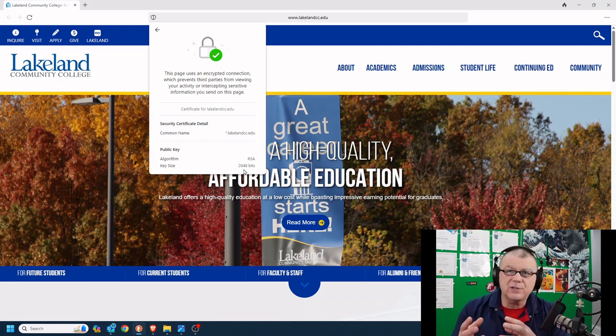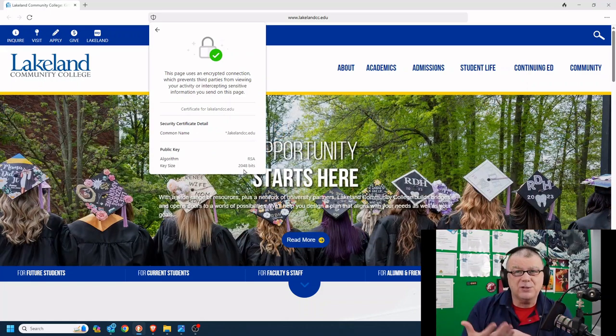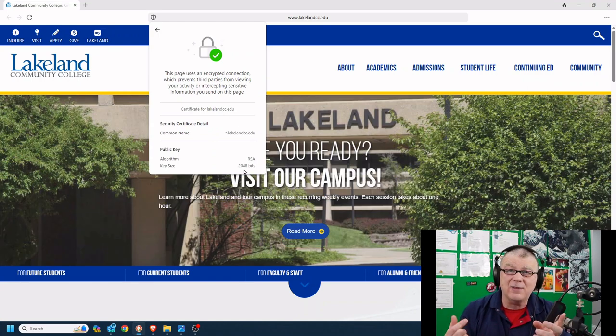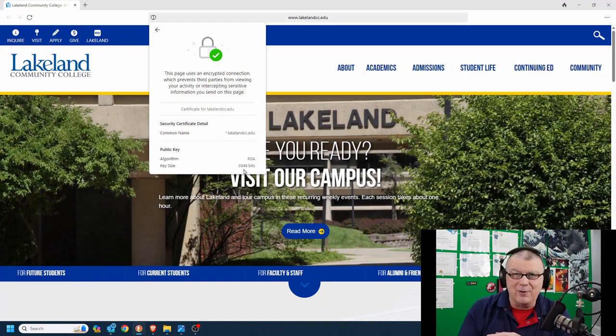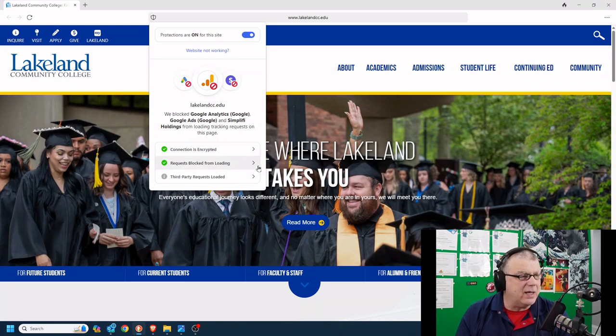Now, how it uses encryption, real quickly, is there's a third party in this communication between my browser and the server. There's a trusted third party that guarantees to the server and guarantees to me that the two of us are who we say we are. That has to do with certificates and certificate authorities. Talk about that in other videos. All right. What about the other things?